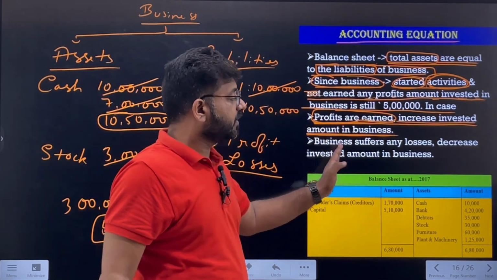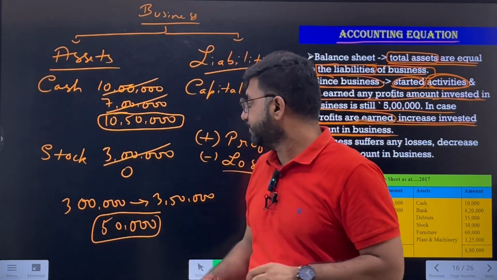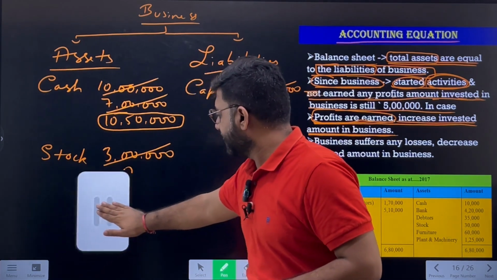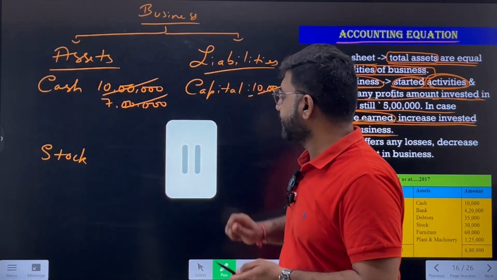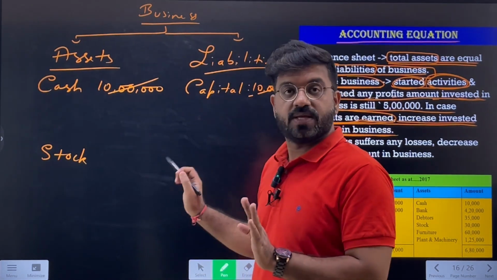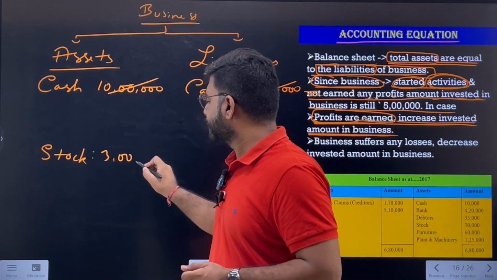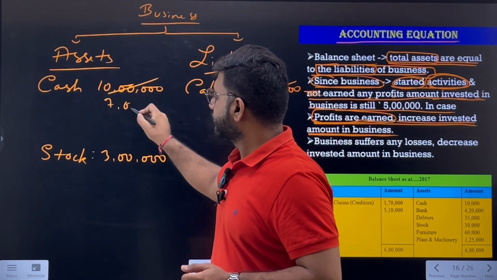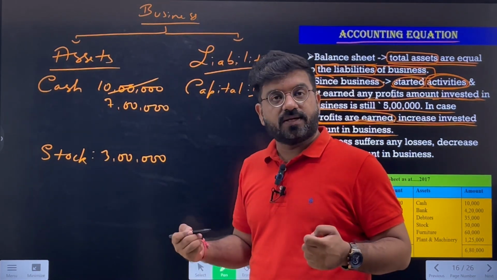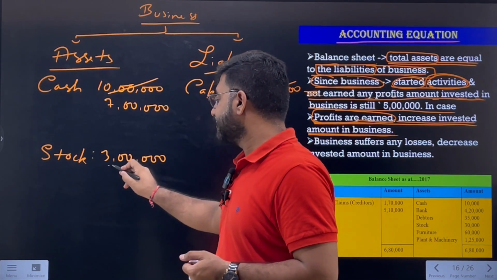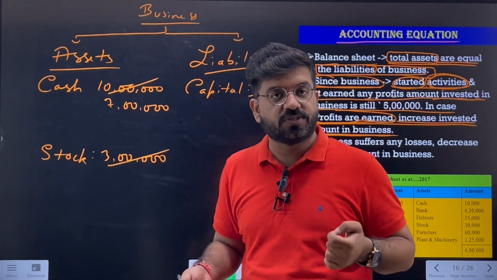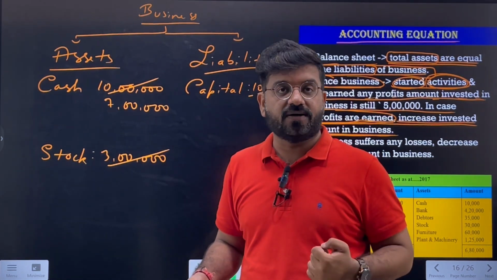And if the business suffers any losses, let's take another example. Suppose now what happened? We purchased stock worth how much? 3 lakhs. Now the remaining cash which is left with us is how much? 7 lakhs. Now what's happening? We sold these goods of 3 lakhs to the customer for 2,70,000. We have sold these goods to the customer for how much? 2,70,000, at a loss.